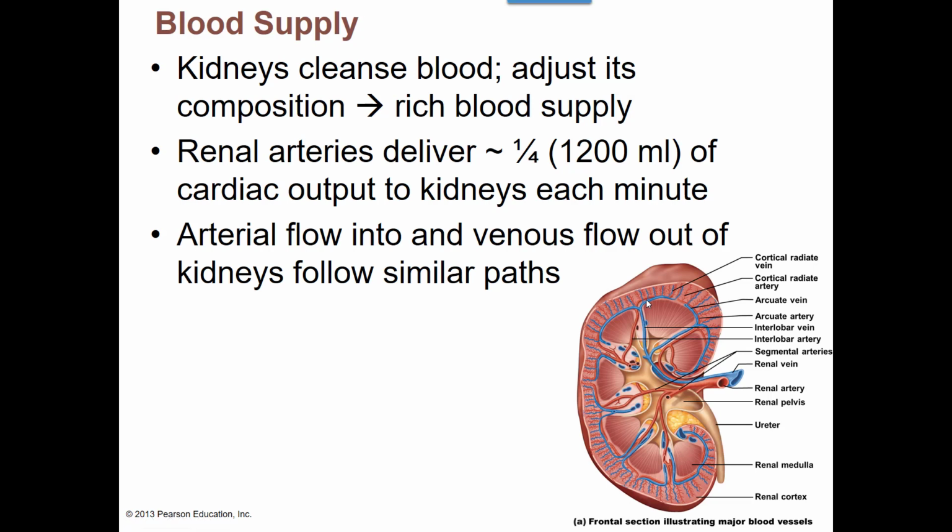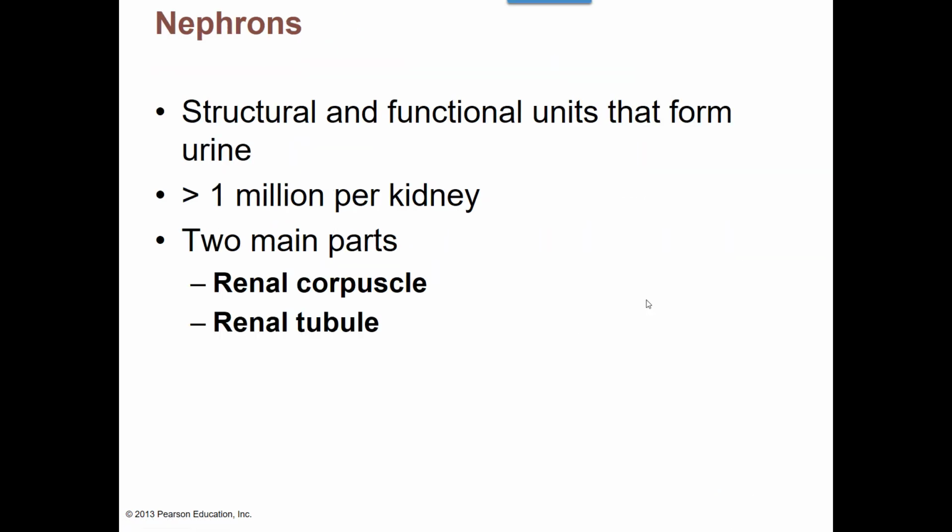Now, the kidneys make the urine. That's where urine is formed. However, the whole kidney itself does not make urine. Inside of the kidneys we have structures called nephrons. These are the structural and functional units that actually make the urine.